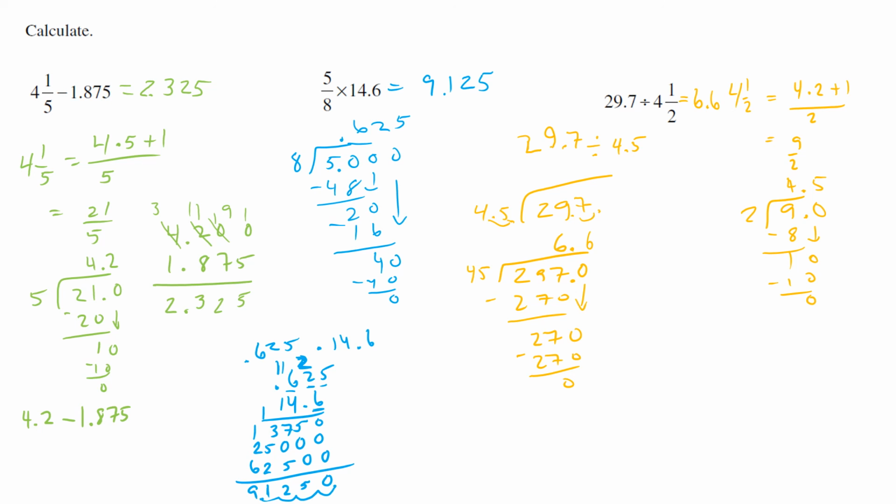So again, when we are doing operations, addition, subtraction, multiplication, division, and we've got fractions or mixed numbers and decimals, easiest thing there to do is to convert them both to decimals and then perform the operations.